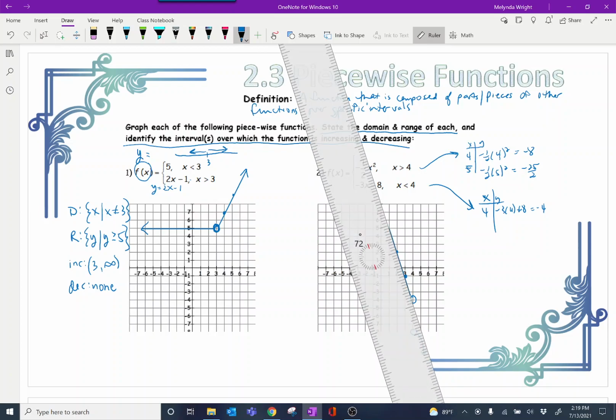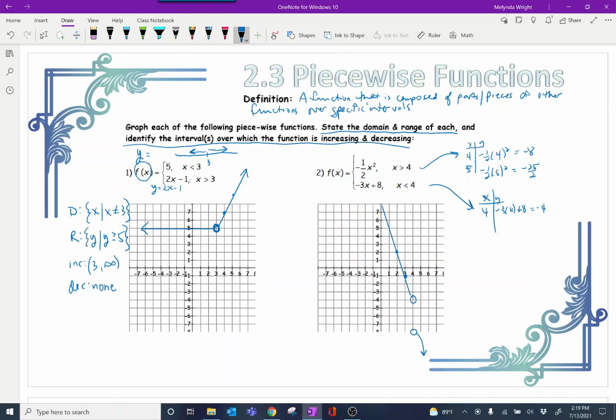Something like this. All right, so that's our graph. Now let's work on our questions. So our domain, much like the other one, is everything except 4. So all x such that x can't be 4.